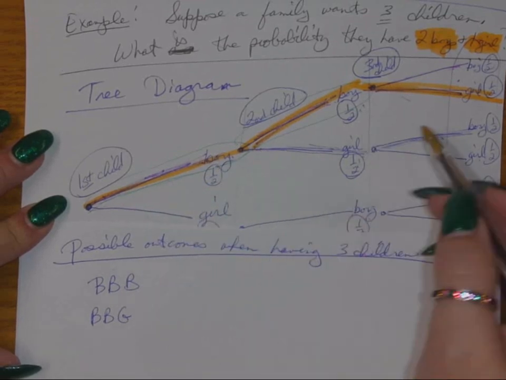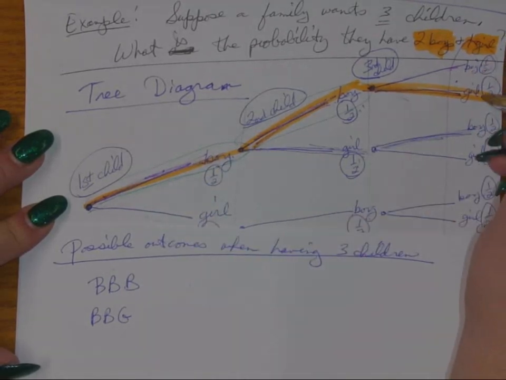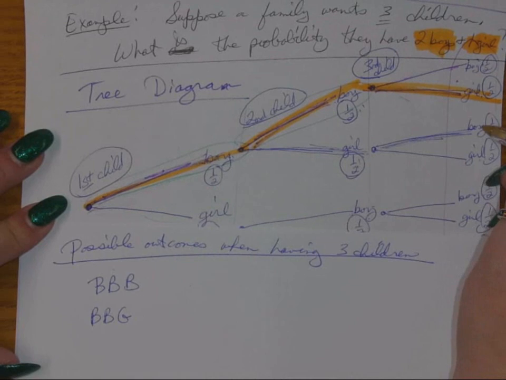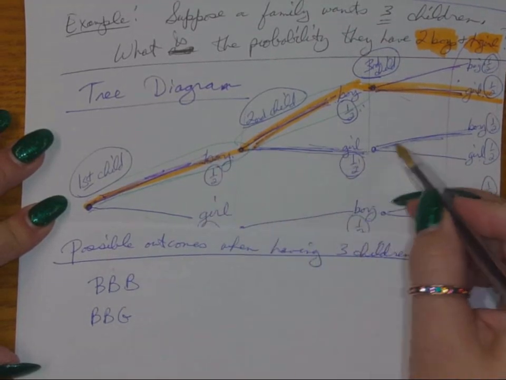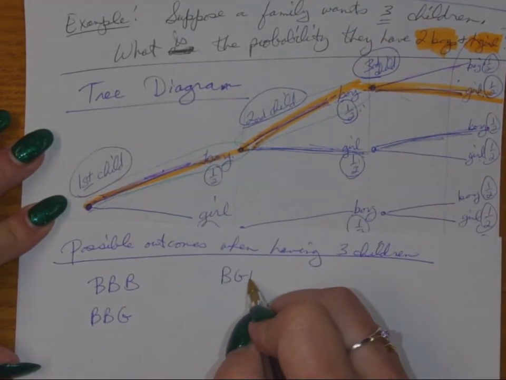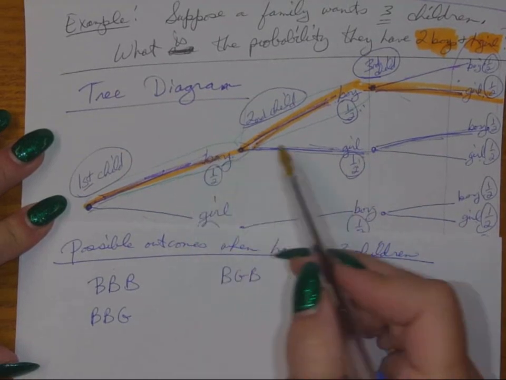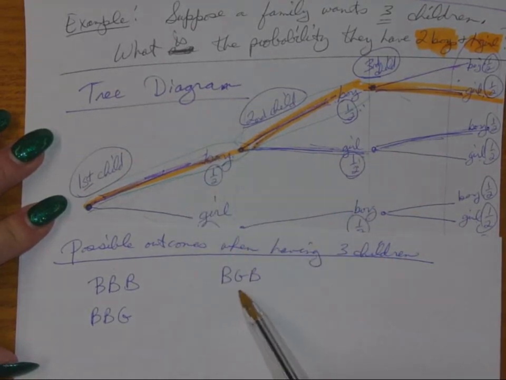Boy, so it's the next pathway. I'm just working my way down. I did this one first, now I'm doing this one, now I'm doing this third pathway. Boy, girl, boy. Boy, girl, boy. That's the third pathway. What do we think about that? 2 boys and 1 girl, right?